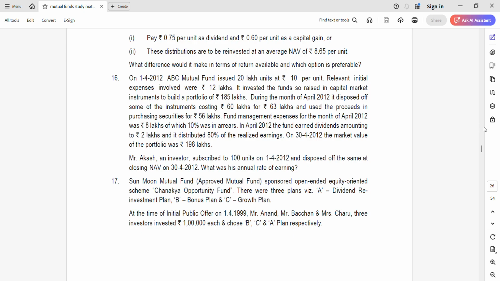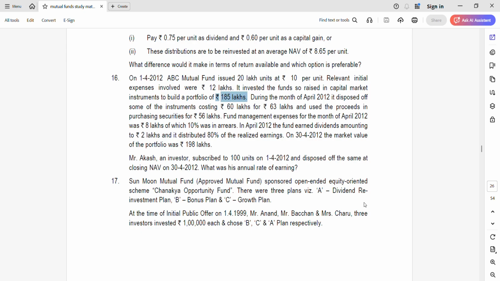Let's quickly take a look at one good question from mutual funds which will be very handy for you. On 1/4/2012, ABC Mutual Funds issued 20 lakhs units at rupees 10 per unit. The relevant initial expenses involved were rupees 12 lakhs. It invested the funds raised in the capital market instruments to build a portfolio of 185 lakhs.